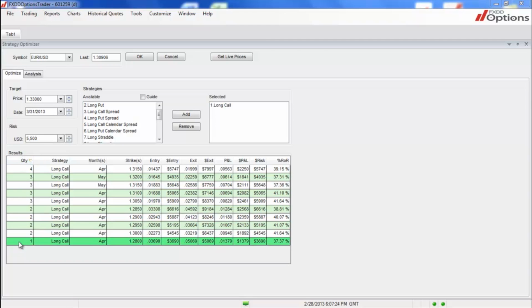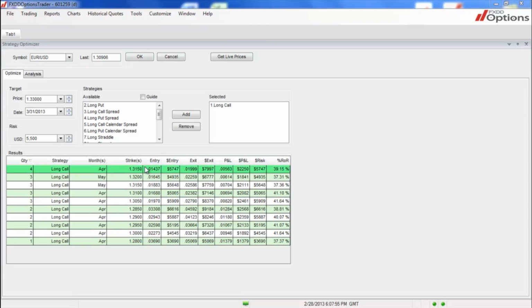After a list of options is generated, you will see a table of results displayed on the bottom of the window. Quantity simply refers to the number of standard lots the option strategy will employ. You should recognize strategy as the one that you added before clicking OK. Month is the expiry month, or the month in which the option strategy expires. Strike is the strike price of the option strategy. Entry refers to the premium amount in pips per unit.